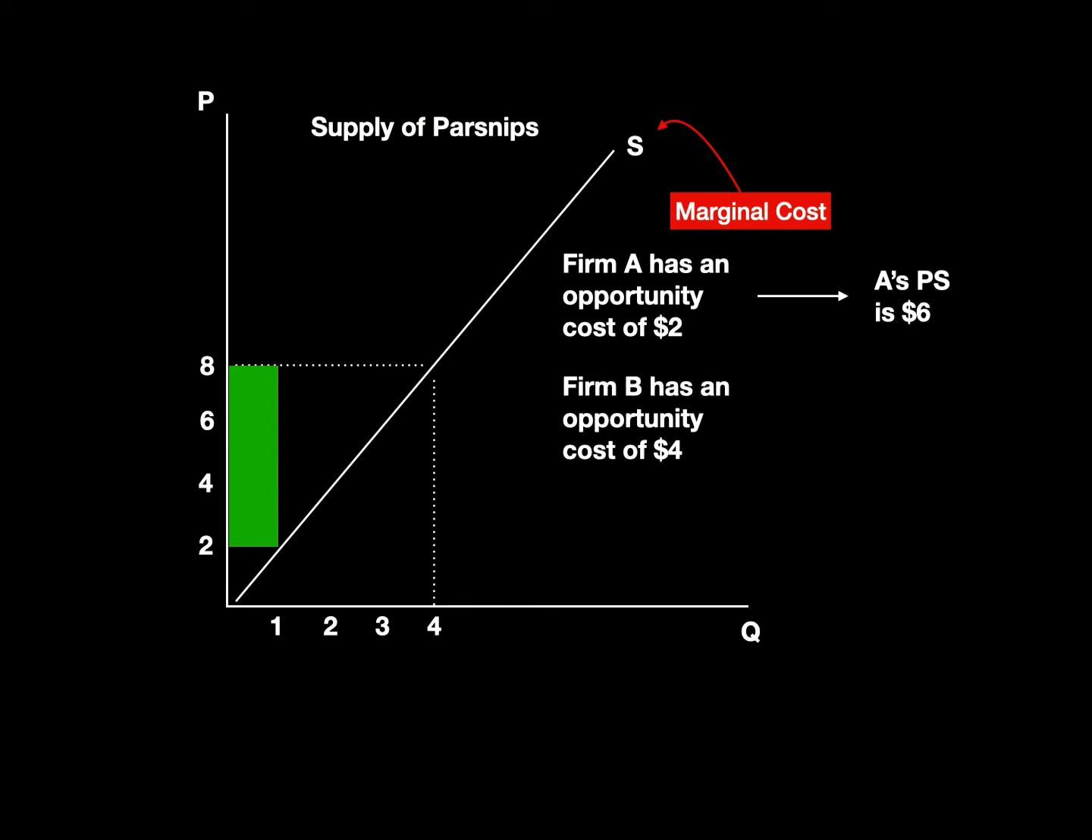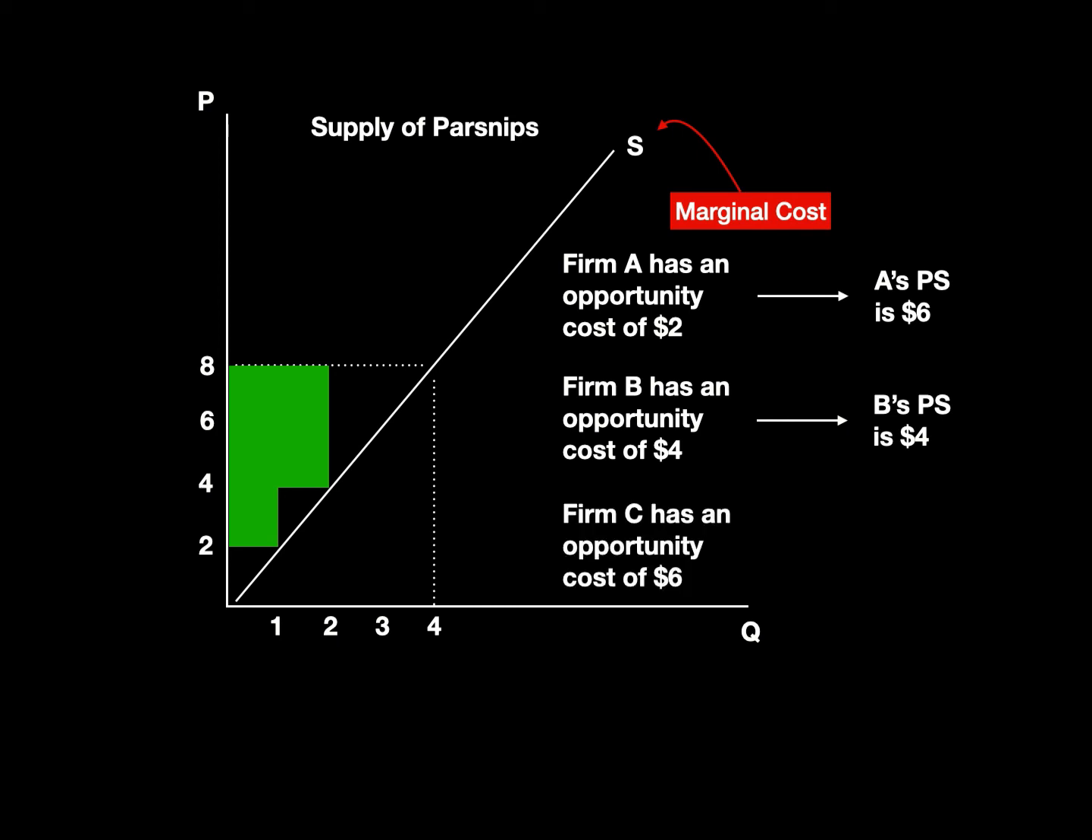If firm B has an opportunity cost of $4, what is the firm's producer surplus? The answer is $4. Once again, this can be shown on the graph by the green rectangle between the market price of $8 and the firm's opportunity cost of $4. If firm C has an opportunity cost of $6, what is the firm's producer surplus? Firm C's producer surplus is $2. It is the area on the graph below the market price and above the supply curve.